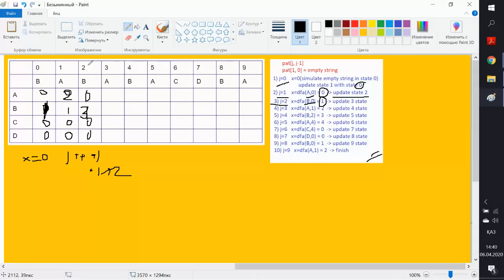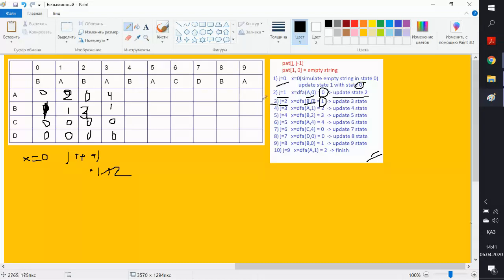Then we have to search for the 2. 2 is a b, and b with the old value of x is 0. b over 0 is equal to 1. Then we have to insert to the third state the values of the first state. There are 2, 1, 0, 0, but we have to update the 2 because we have a match with a, and it will be 4. Here 1, 0, and 0.